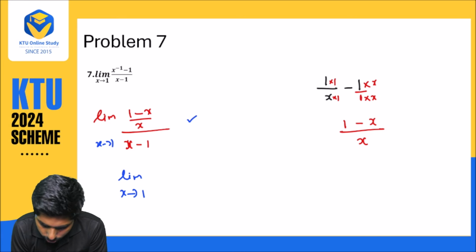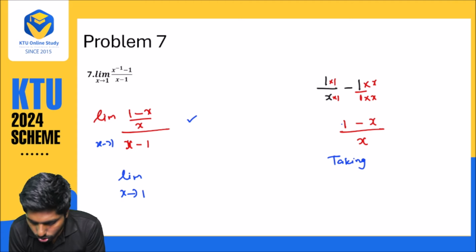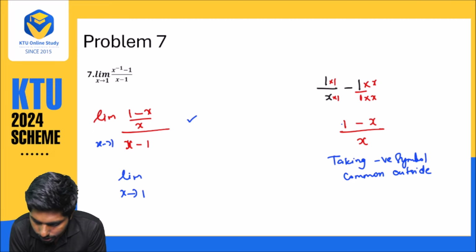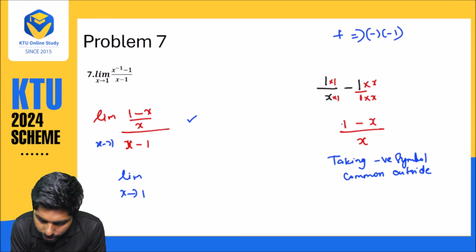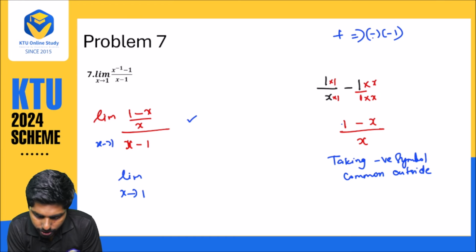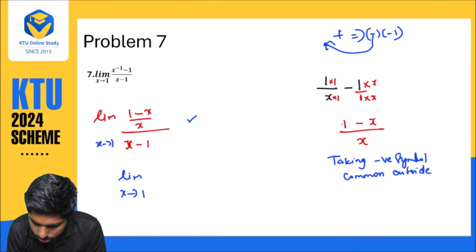I am taking the negative symbol common outside. So what will happen? When I take minus outside, the 1 will become minus 1, and this will become plus x, divided by x.